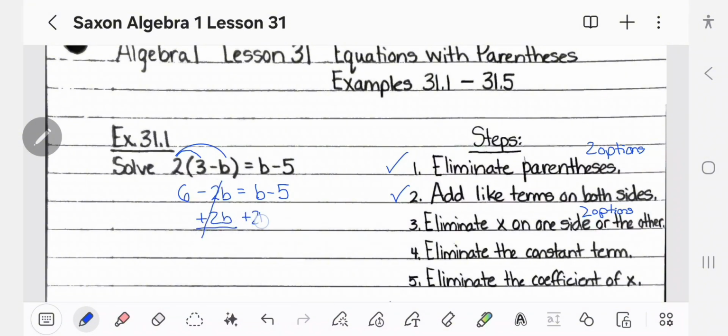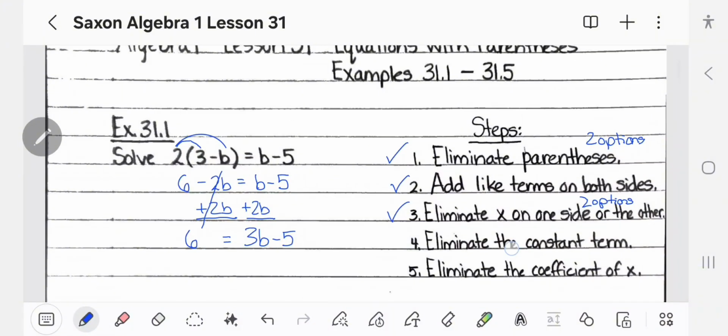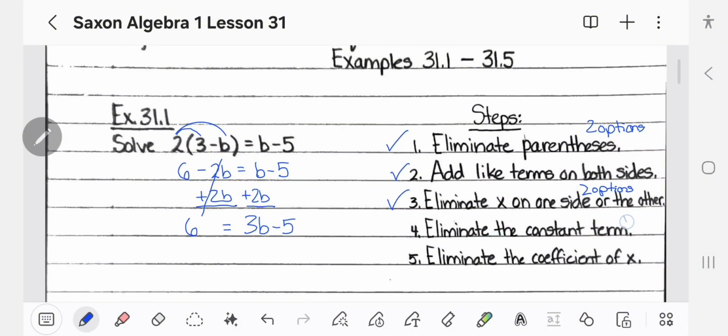I balance it over on this side, and I have 6 is equal to b plus 2b. Remember, there's a 1 here that they don't write, but there's one of them. 1b plus 2b is 3b, and I bring down the minus 5. So now I've done step 3. Now we're going to eliminate the constant term that's with the variable. They didn't include that in their steps, but you might want to put that with the variable. That means we're going to get rid of the minus 5. So let's add 5 to get rid of that.